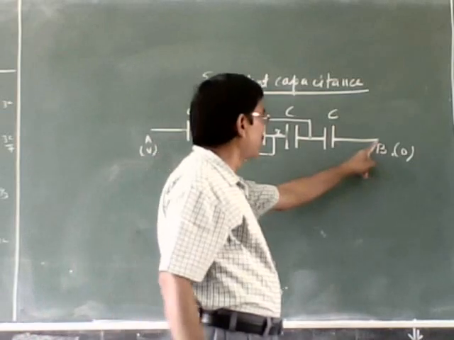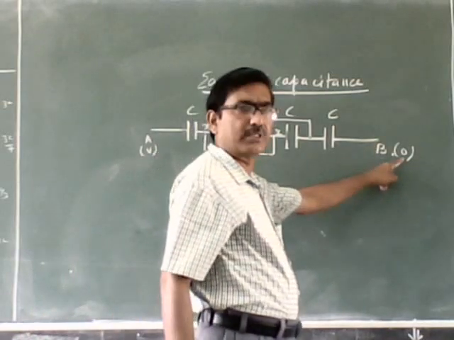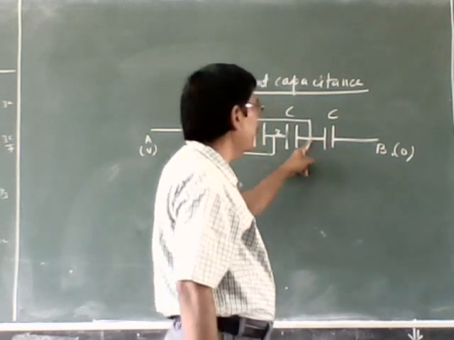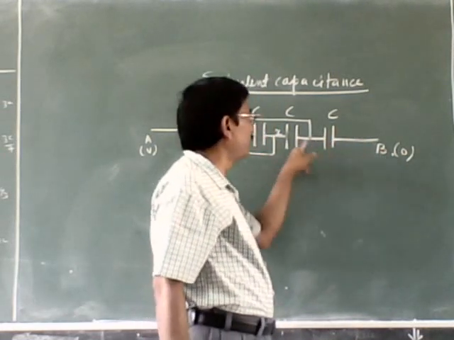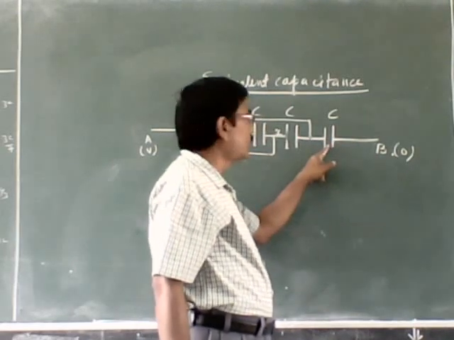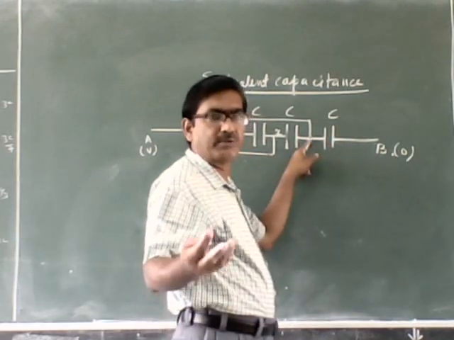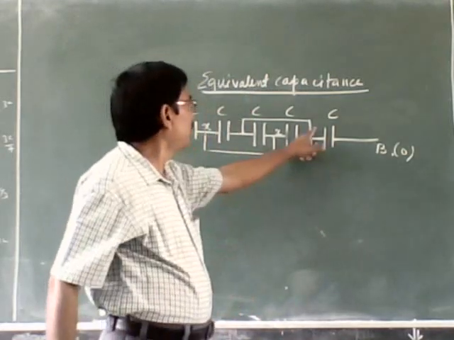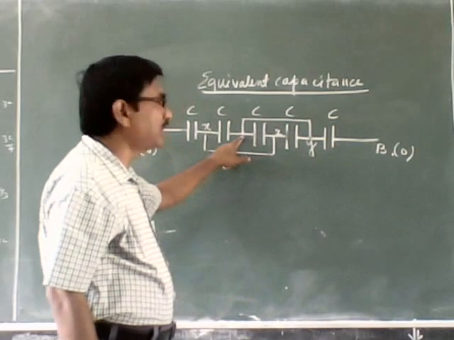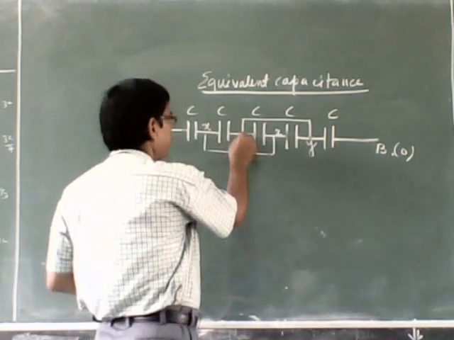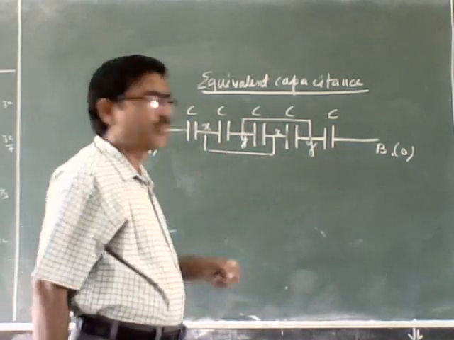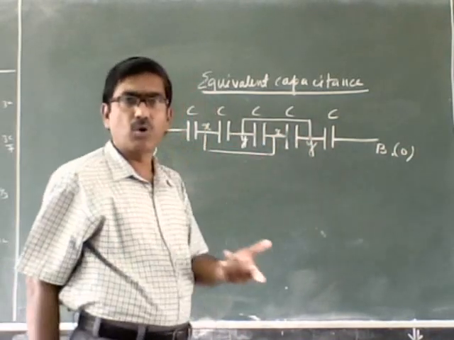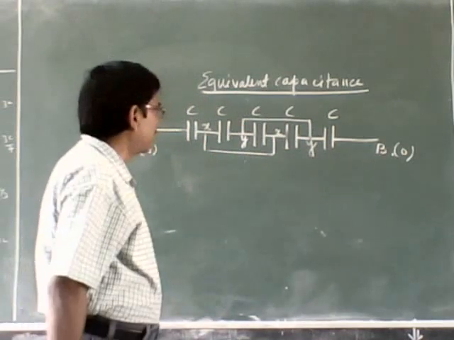Similarly, you consider that point B is at 0 potential. Again, what will be the potential at this point? It will not be 0, because in between the path one capacitor is present. So what will be the potential? Again you do not know, so let it be Y. Then at this point, what will be the potential? Again Y, because they are directly connected. In between there are no capacitors or any other devices.